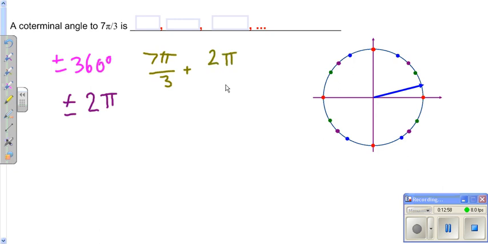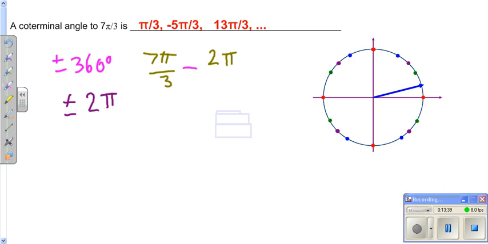Well, you know you're going to have a pi in your answer, and you can either do this by hand or on your calculator. Go 7 over 3, add 2, and fractionize it. And then you would get your 13 pi over 3. Now, if you chose to work this one out by subtracting, you would leave your pi in your answer, take 7 over 3 minus 2, fractionize it, and you get 1/3, or 1 pi over 3.